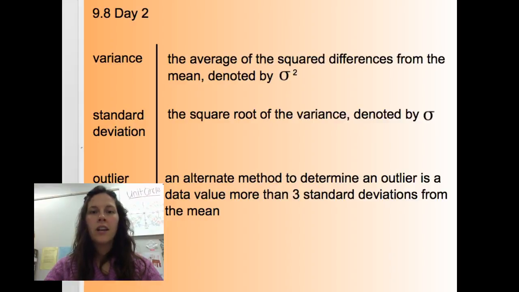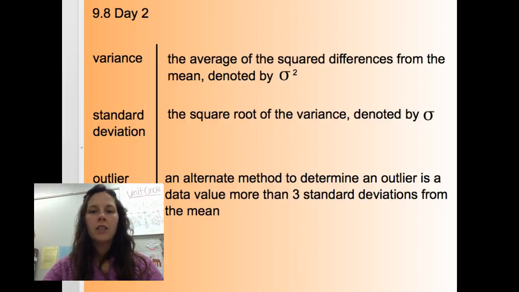Today we're going to look at two more measures of spread. The first is called the variance, and the variance is the average of the squared differences from the mean. Doesn't that make perfect sense? When we go through the process of how to find it, I'll explain what exactly we're doing at each step.